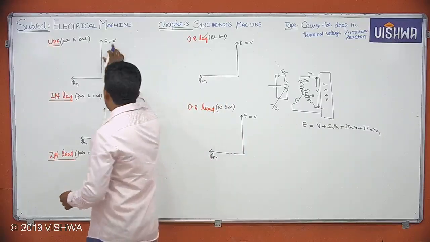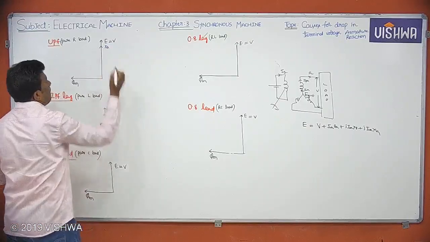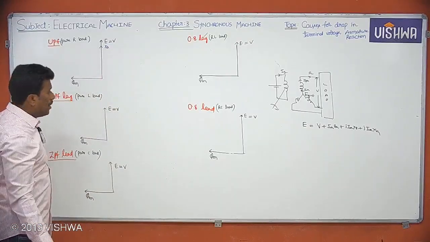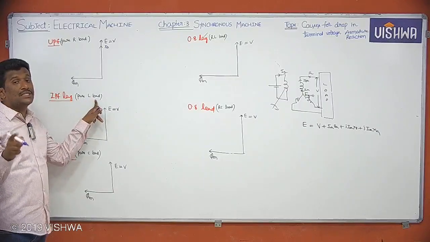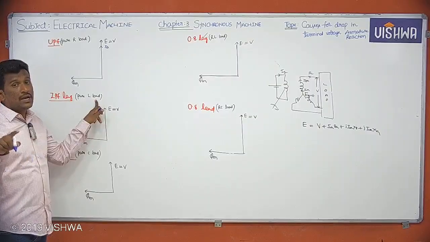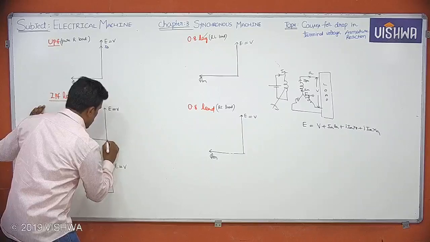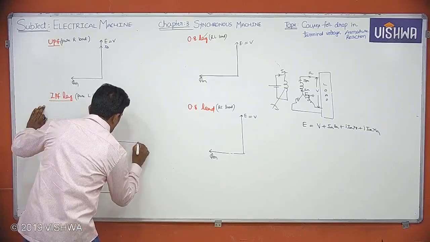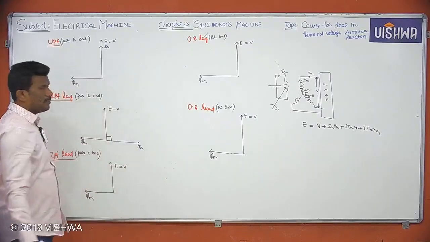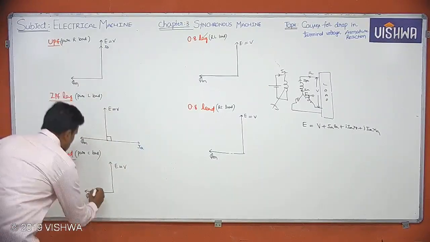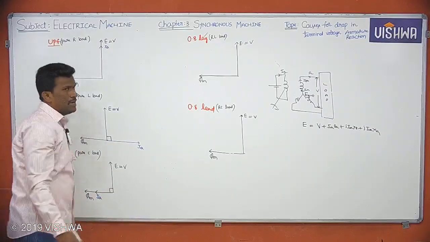So let me show this V value. Let me show IA in phase. Now what about here? ZPF lag, pure inductive load. That means load current lags load voltage exactly by 90 degrees. So this is the load voltage. Load current IA lags load voltage V by an angle of 90 degrees. ZPF lead: load current IA leads load voltage by an angle of 90 degrees.